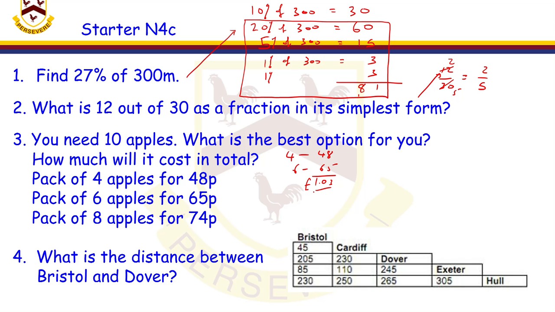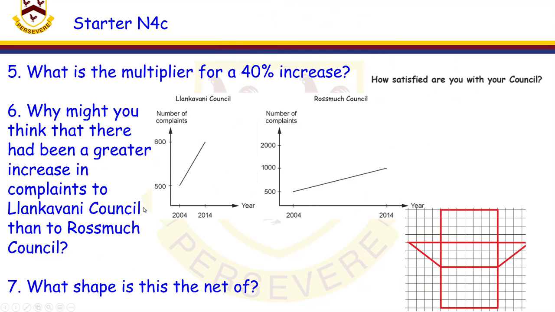Okay. Any other option is going to cost more, and it's going to give you wastage. What's the distance between Bristol and Dover? There's Bristol, and there's Dover. And we read off where they meet. 205. I've written miles, but we haven't been given units there. So it could be miles, could be kilometers. Best to leave it out. Good. Got a couple more questions for you. There we go. So hit pause, have a go. When you're ready, we'll talk about them.